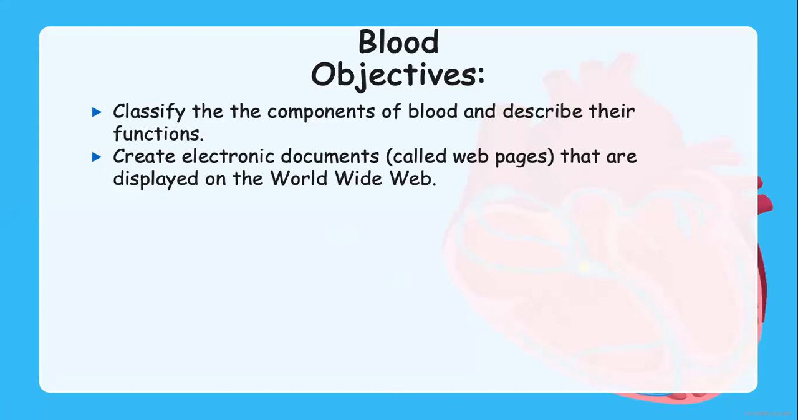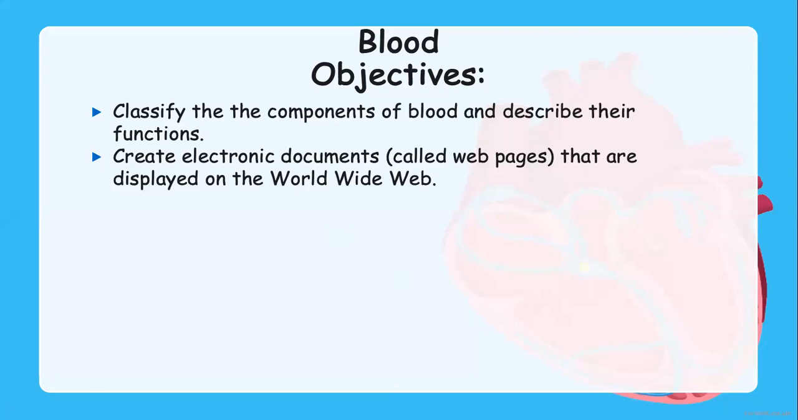Your learning objectives for the biology will be classifying the components of blood and describing their function. And for the computer science, to create an electronic document, which is the web page displayed on the World Wide Web. So you are going to learn about the blood components and make a website today.